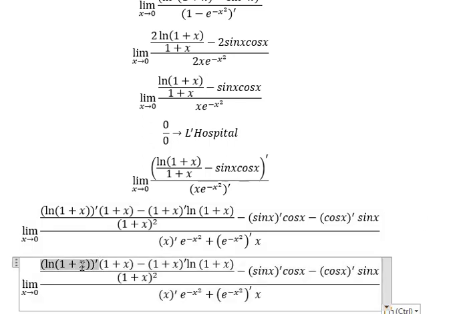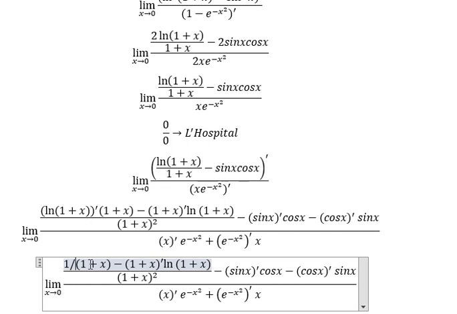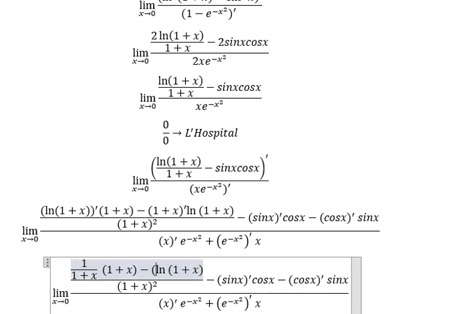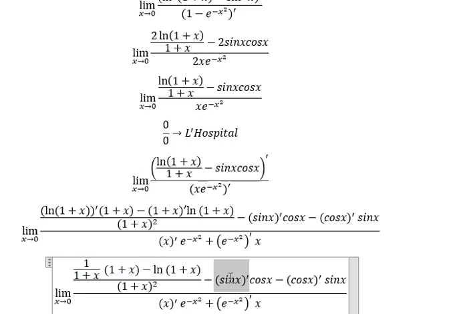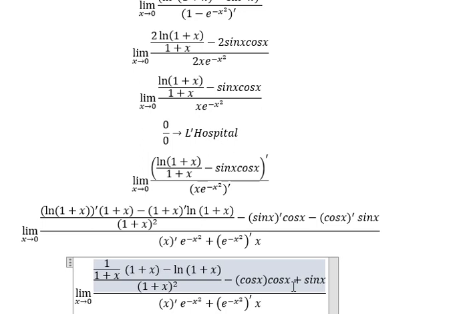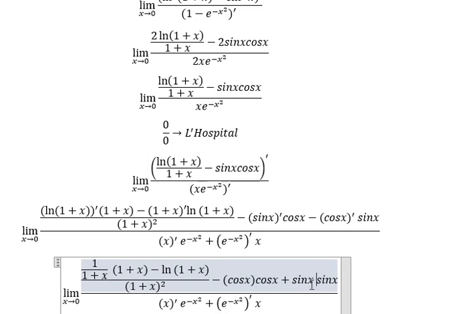First derivative of this one we have 1 over 1 plus s. This one we have number 1. This one we have cosine s. This one we have negative sine s, so we have positive. And this one we have number 1. This one we have negative 2s, so we put about 2s square e to the power of negative s square.